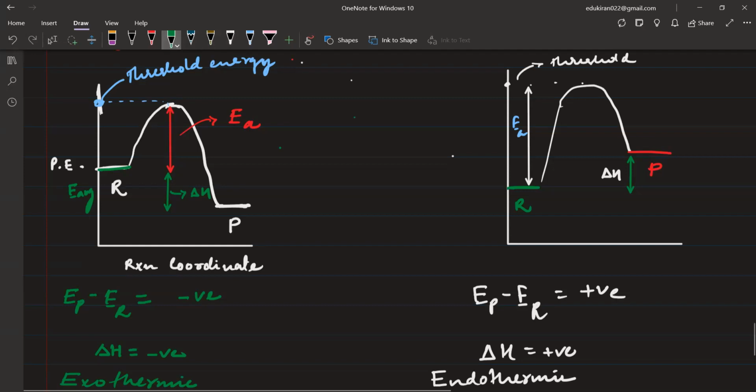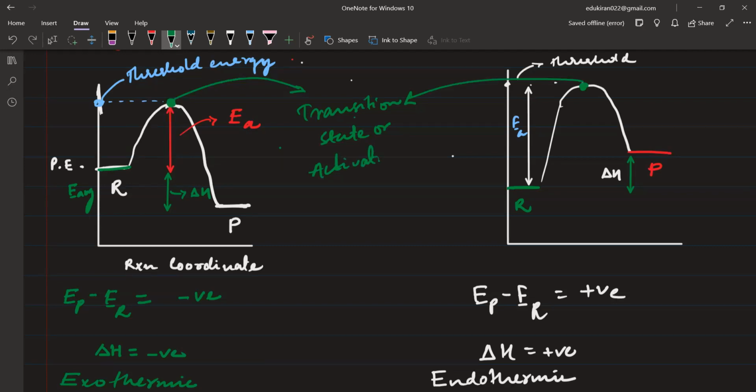Now, very important point. This particular state of the reactant molecules, okay, so both of these, why they are important, because you can see that this is the state or the configuration of the reactant molecules in which the energy is highest, and these states are known as transition state or activated complex. Okay, write this down.